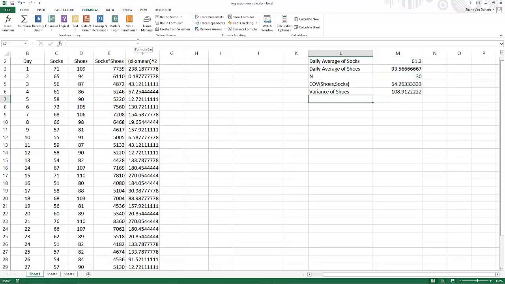So our regression coefficient, or beta, is equal to the covariance of shoes and socks divided by the variance of shoes, or 0.59. Our intercept, and that's also known as the alpha, so I'll put it here, intercept, and I'll put in here beta, slope.